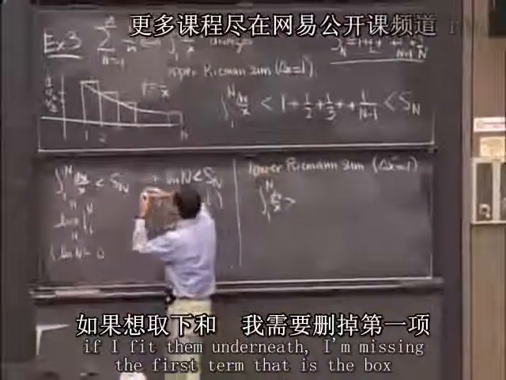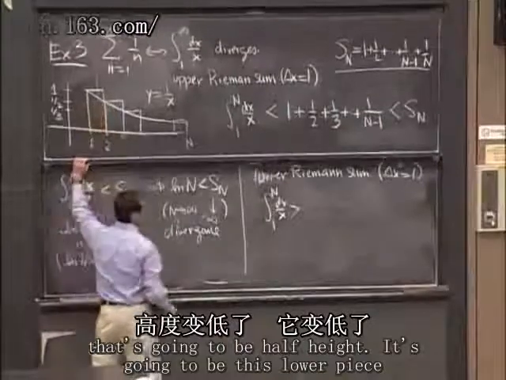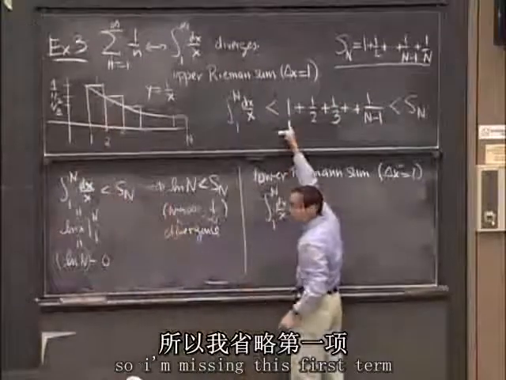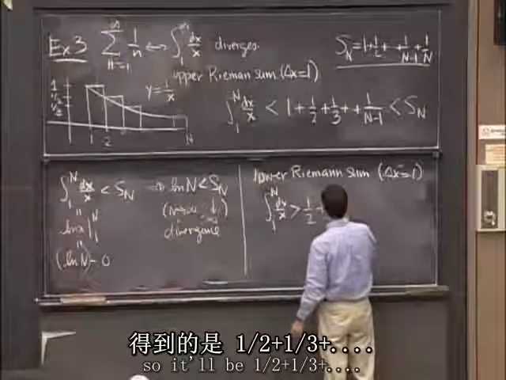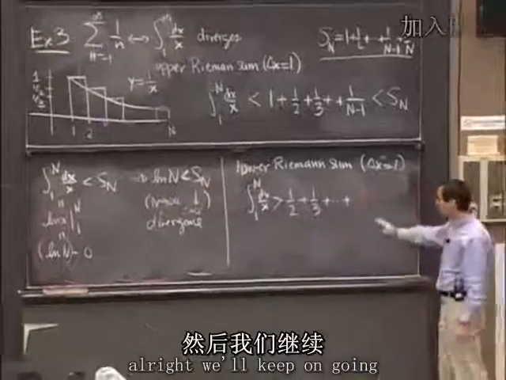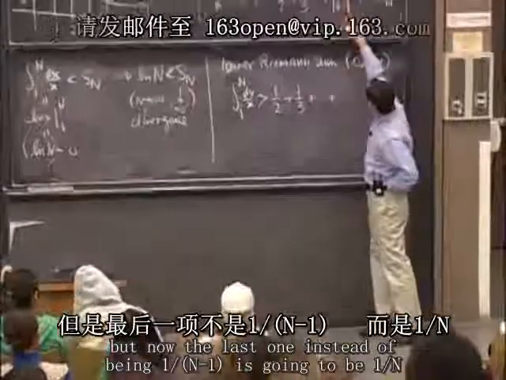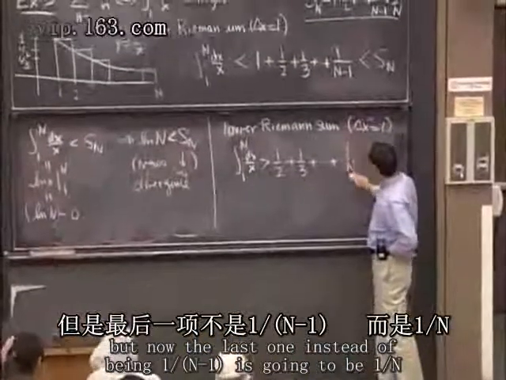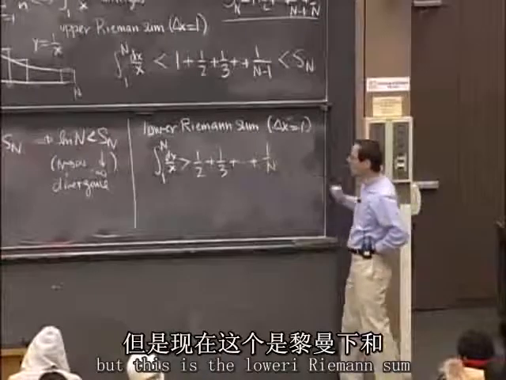That is, the box is going to be half height. It's going to be this lower piece. So I'm missing this first term. So it'll be a half plus a third plus, it'll keep on going. But now, the last one, instead of being 1 over n minus 1, is going to be 1 over n. This is, again, a total of n minus 1 terms. So this is the lower Riemann sum.